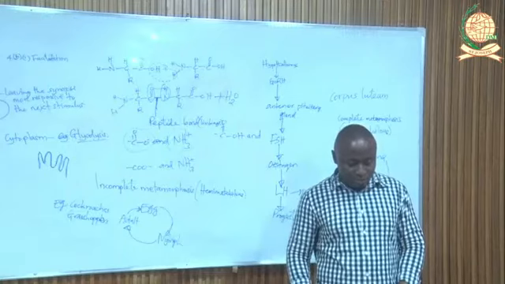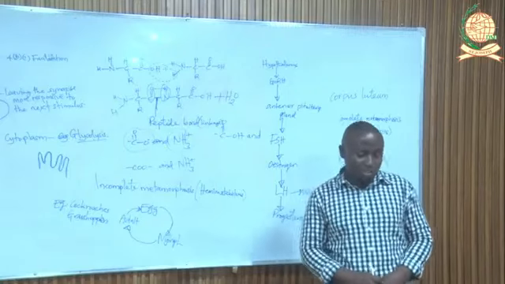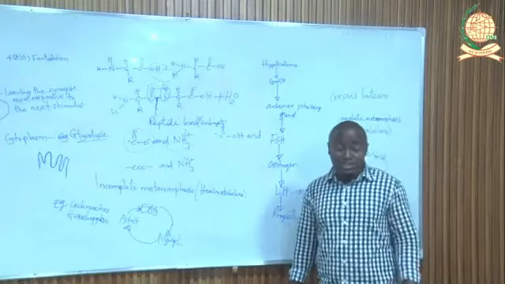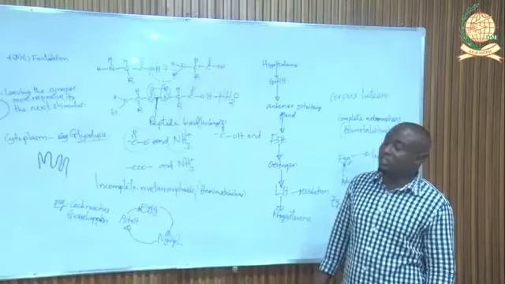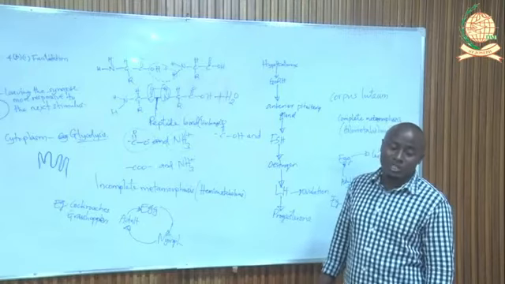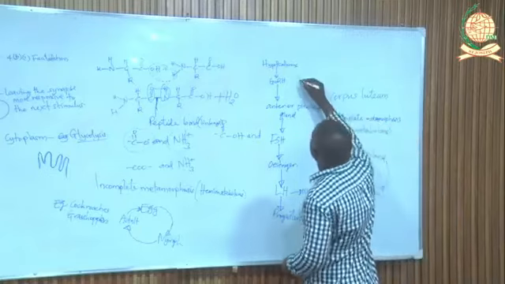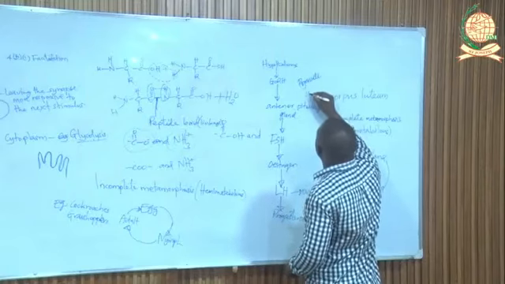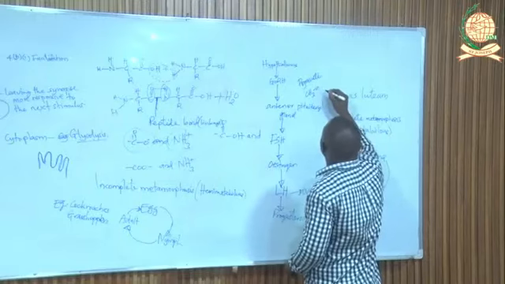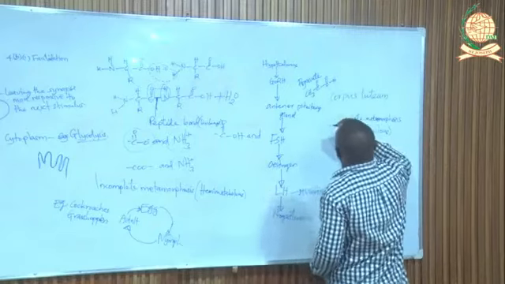The Krebs cycle is important because of the following. First, the Krebs cycle brings about the degradation of macromolecules. That means it's a means by which the large molecules are broken down into simpler molecules. For example, pyruvate, which is CH3 C double bond O, this is the pyruvate.